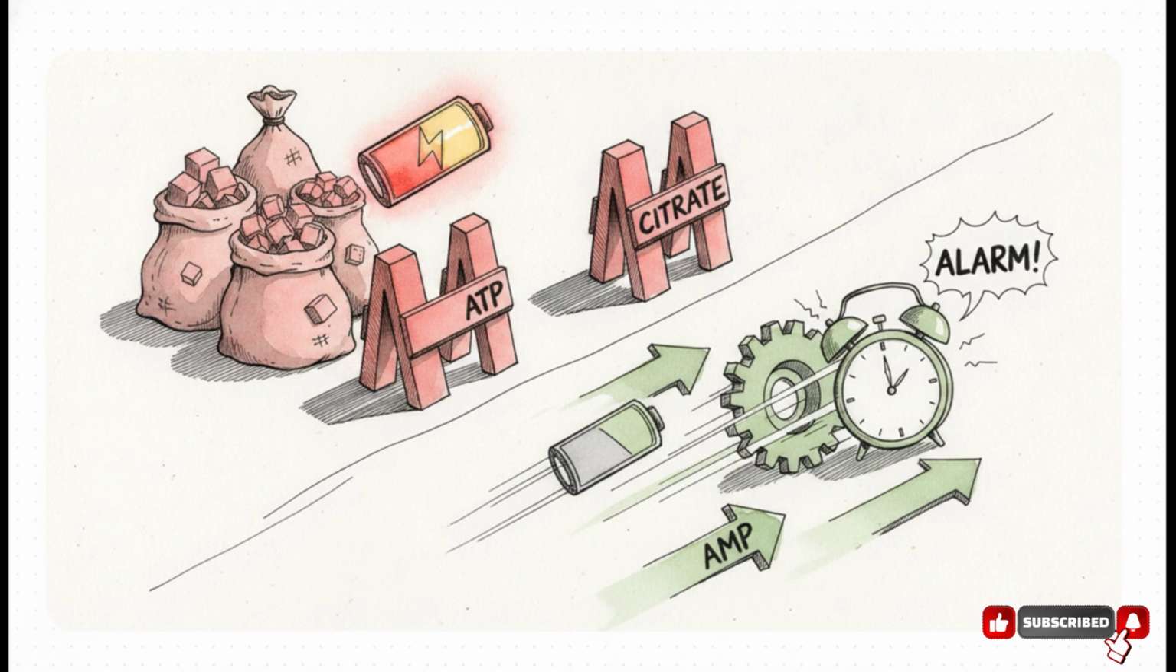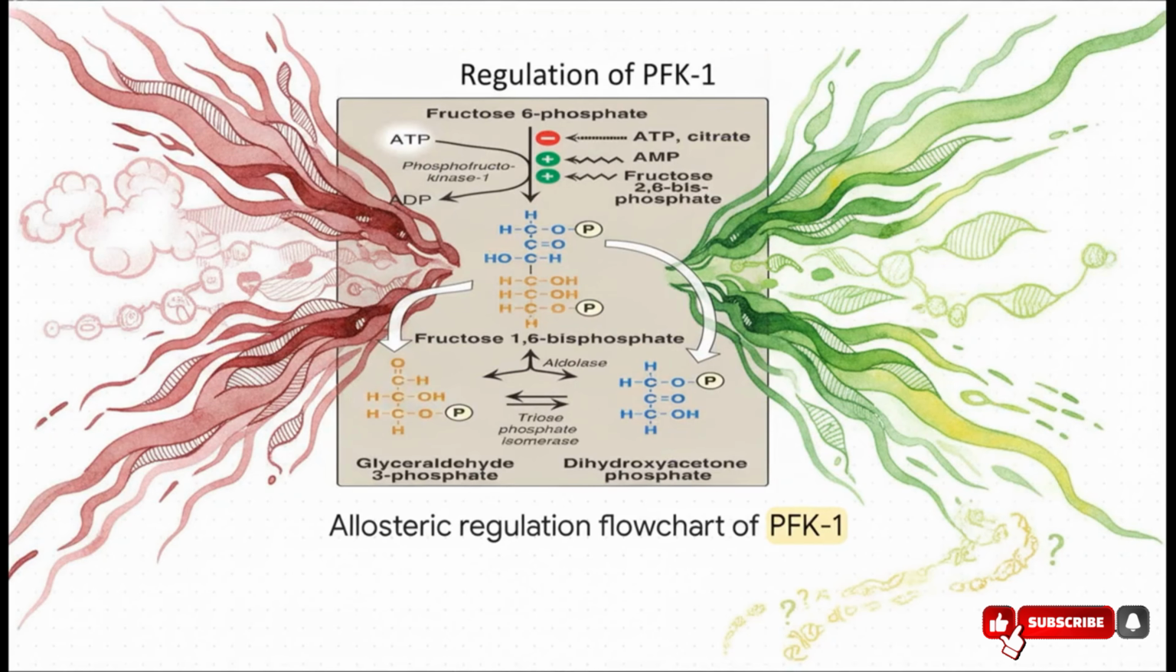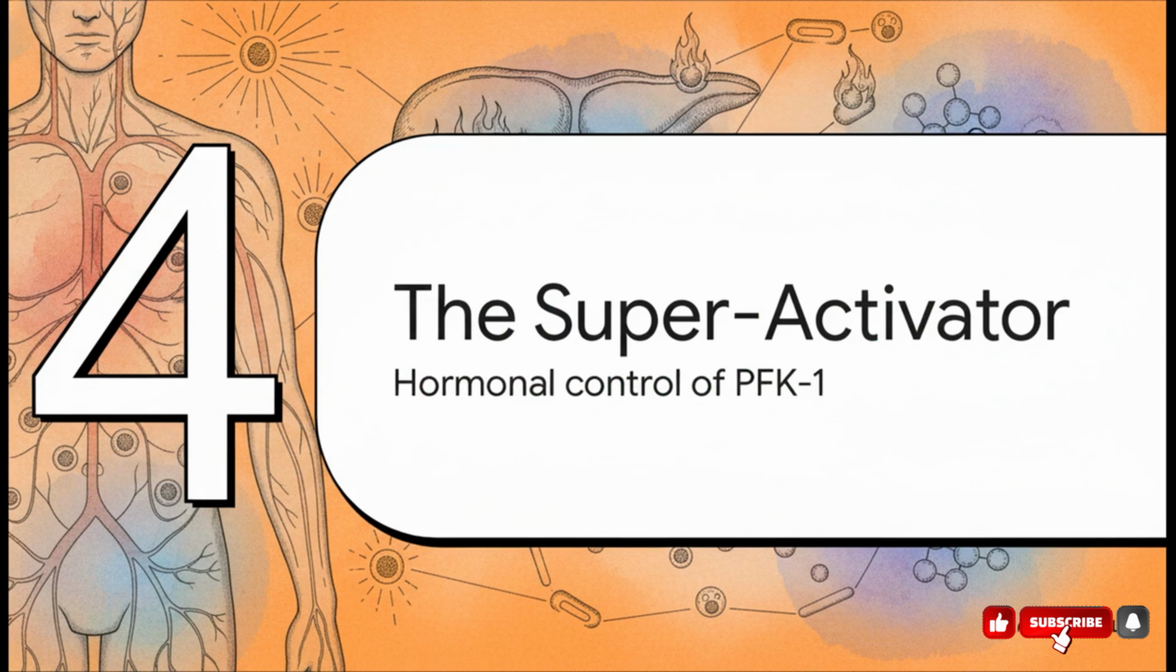Conversely, if the cell is starving for energy, it produces AMP. High AMP tells the cell its energy stores are depleted, and it strongly activates PFK-1 to get the energy production line moving. So you have this constant push and pull. You've got ATP and citrate actively trying to slow the enzyme down, while AMP is giving it a massive green light. But there's actually another activator in the mix, and it leads us to one of the most fascinating mechanisms in human biology. Section 4.